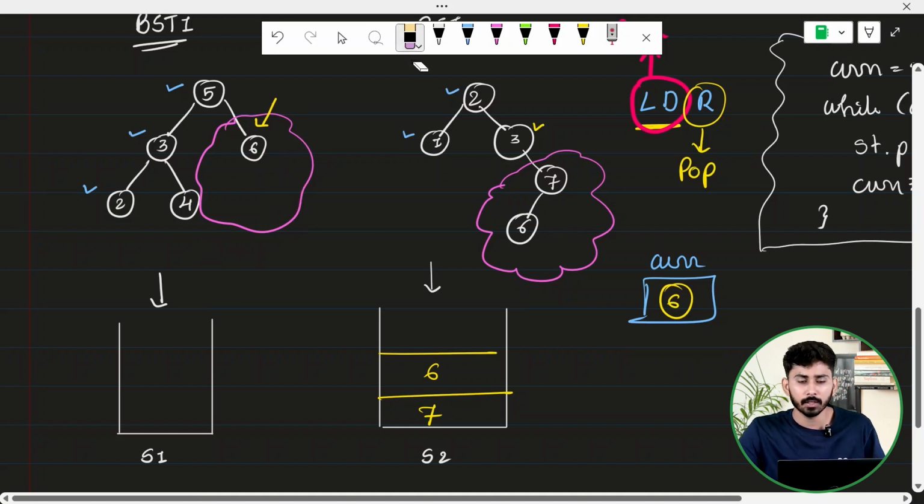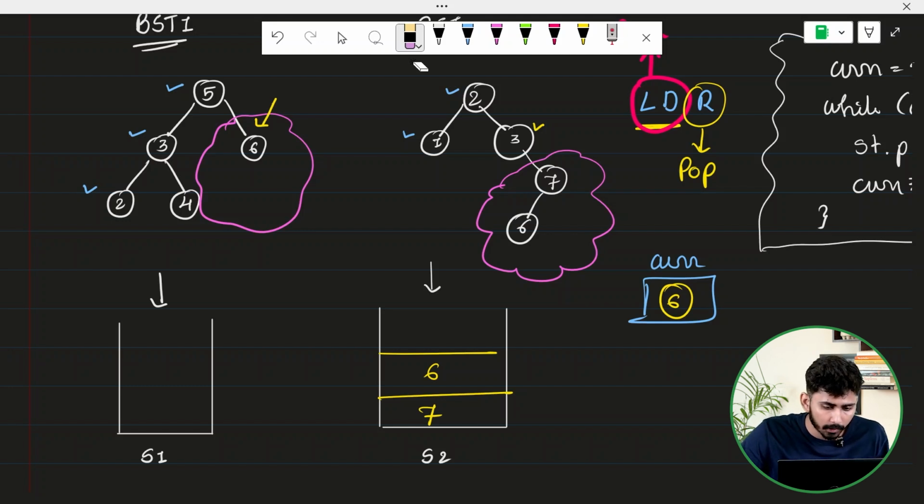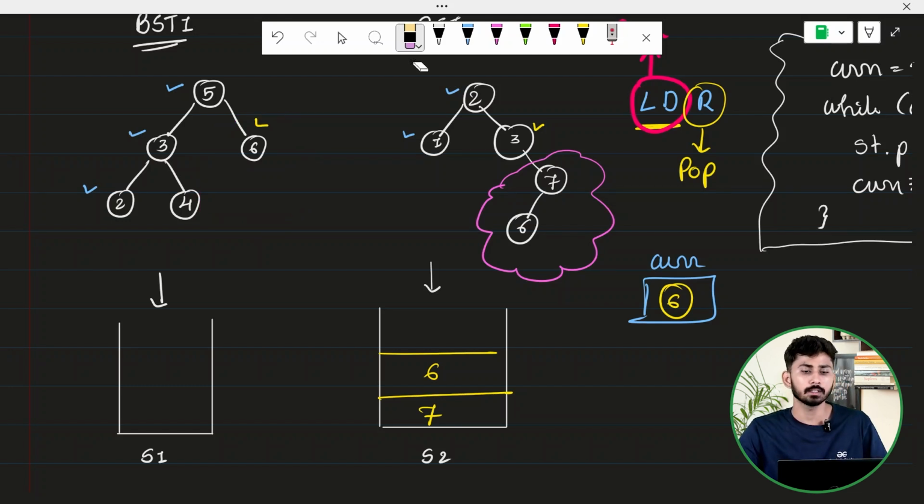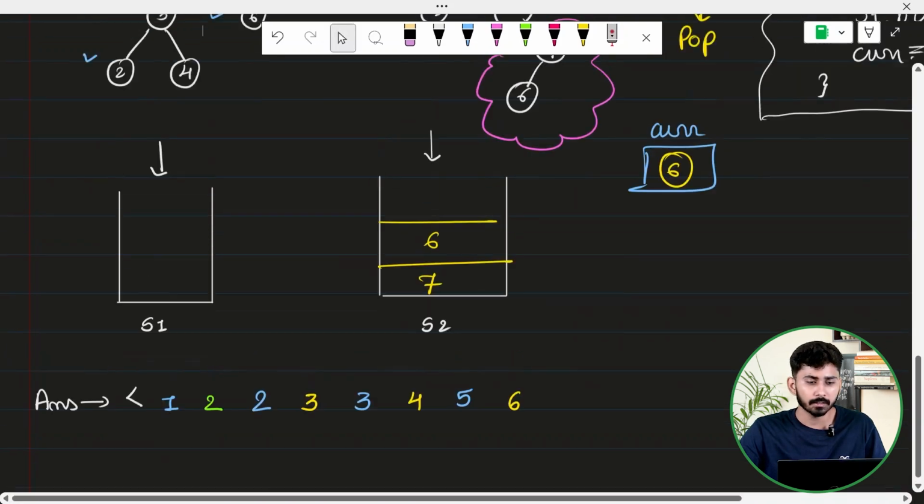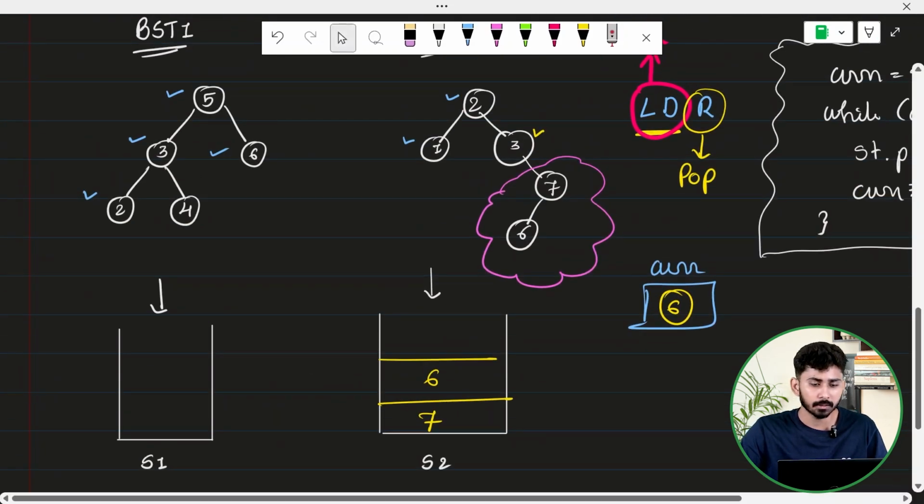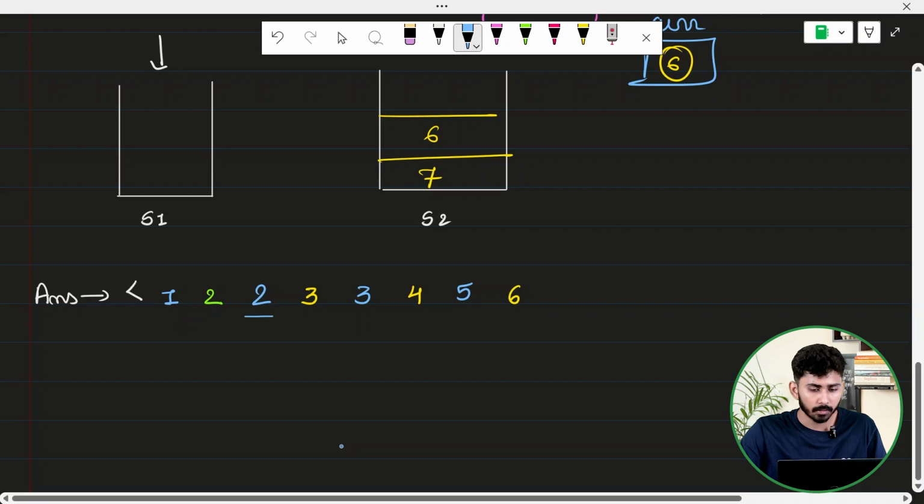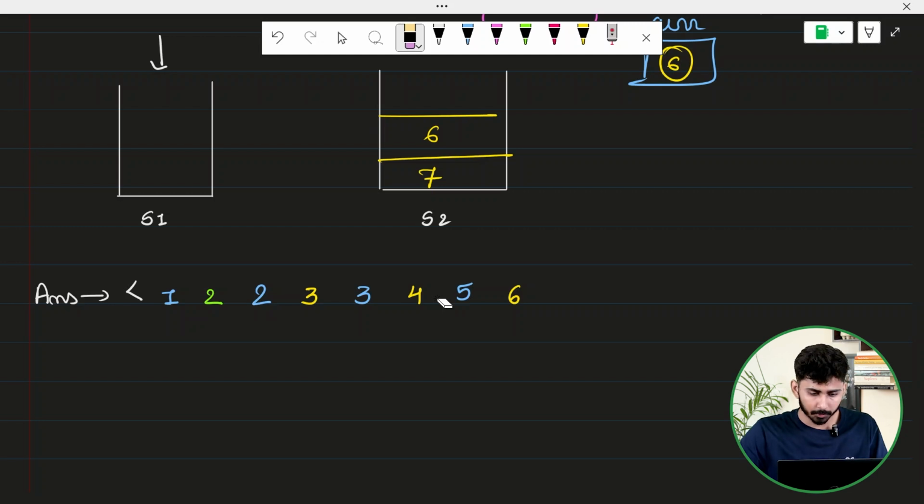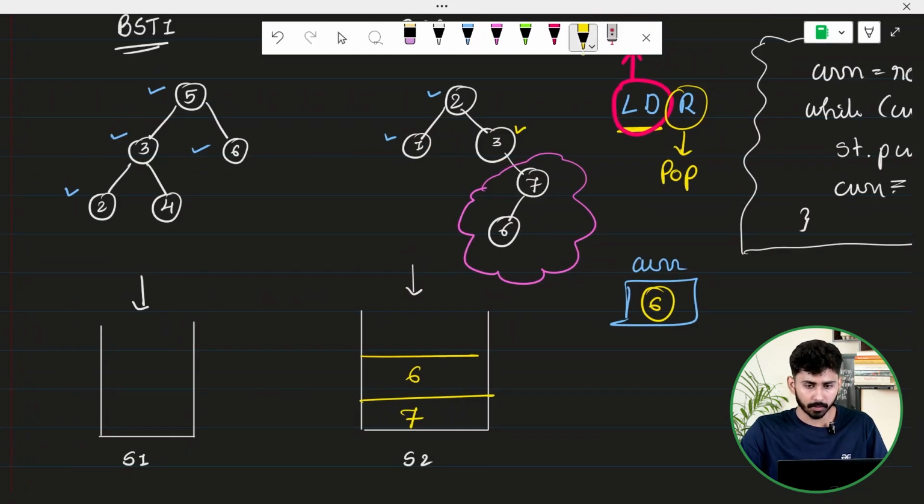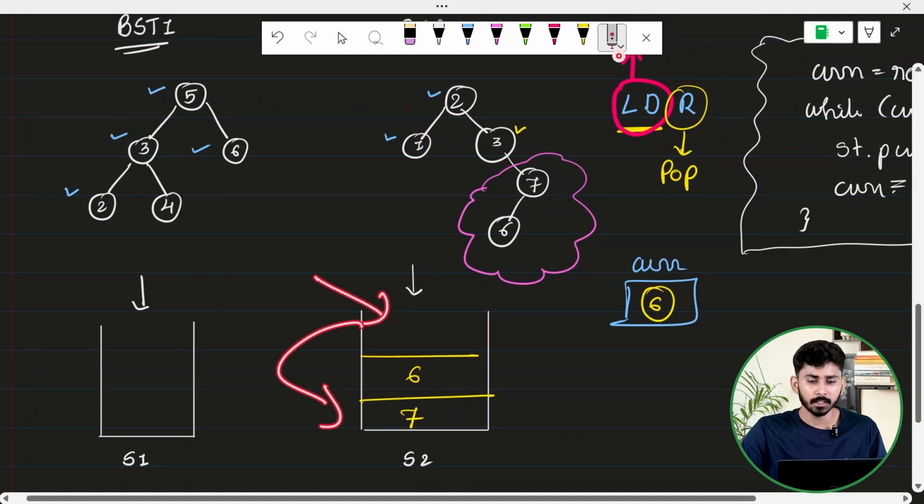So what does it mean if nothing is inserted? Now if my stack 1 is empty, it means that everything has been taken care of from this entire BST. Now nothing is remaining from this BST1, and we can see 1 2 3 4 5 6 have been printed, right? So 2 3 4 5 and 6 have been printed from BST1. Now what to do over here? You are supposed to just empty stack number 2 and put all the elements in the output.